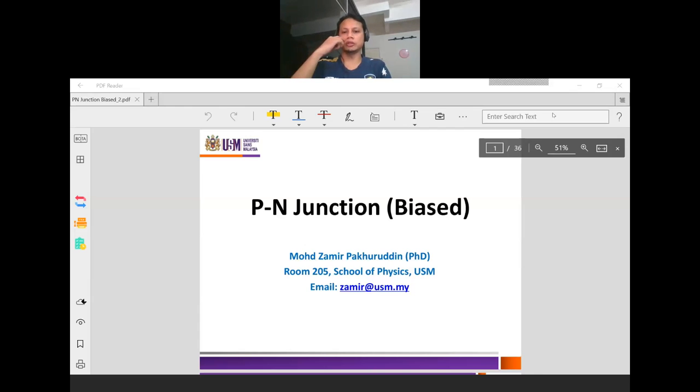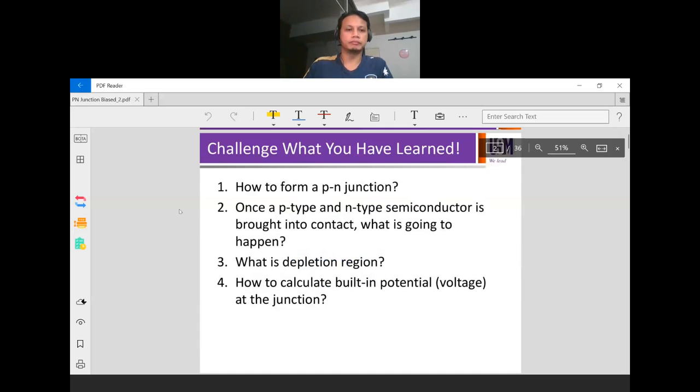So we're gonna continue on to PN junction under bias today. Before we move on, let us recap a few things on the previous topic, which is PN junction under thermal equilibrium. Let us discuss a little bit on these few questions before we move on. So how do we form a PN junction? Simple question, right?